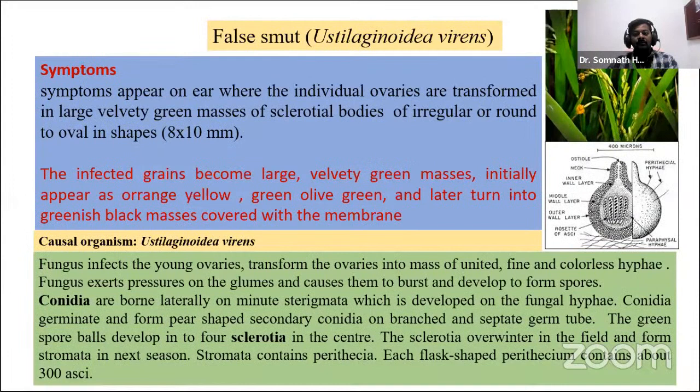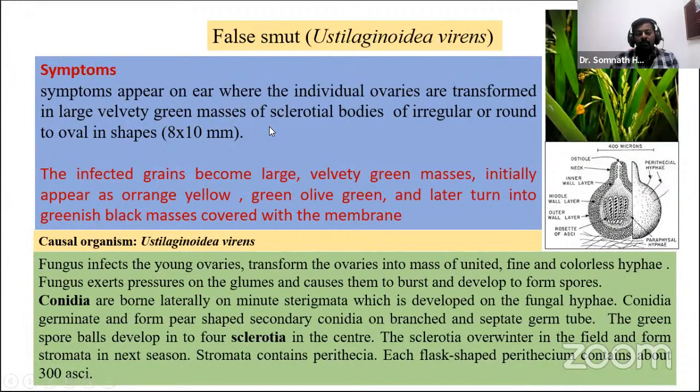The next important disease of rice is false smut, which is caused by Ustilaginoidea virens. You can see the symptoms of false smut in the picture. By visual observation, we can see that the seeds of the rice are deformed. The symptoms appear on the ear, where the individual ovaries are transformed into large velvety green masses of sclerotial bodies, irregular to round to oval in shape.